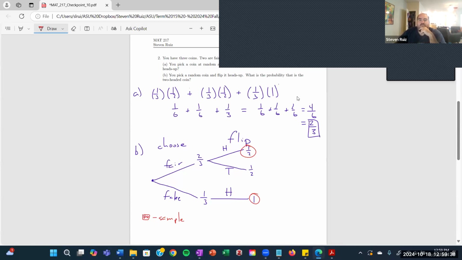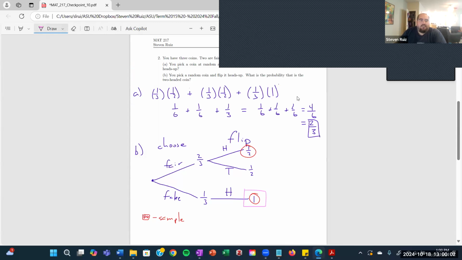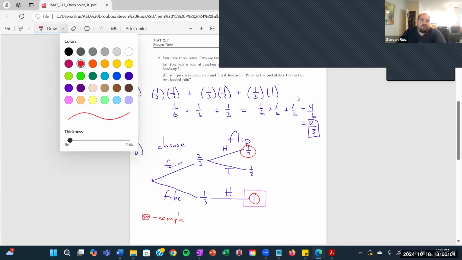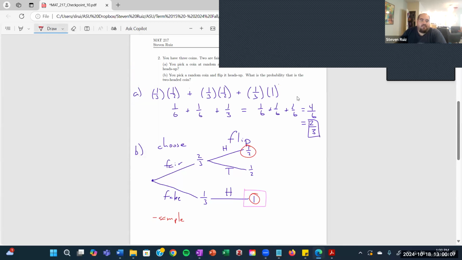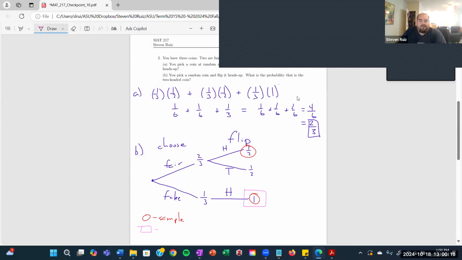All right. So the next part of this: given that I flipped heads, what's the probability that it was the two-headed coin? Orange is a bad color. What's a good color to try here? Let's do pink, to be a little more accessible. Red is the sample. Pink square is the event.